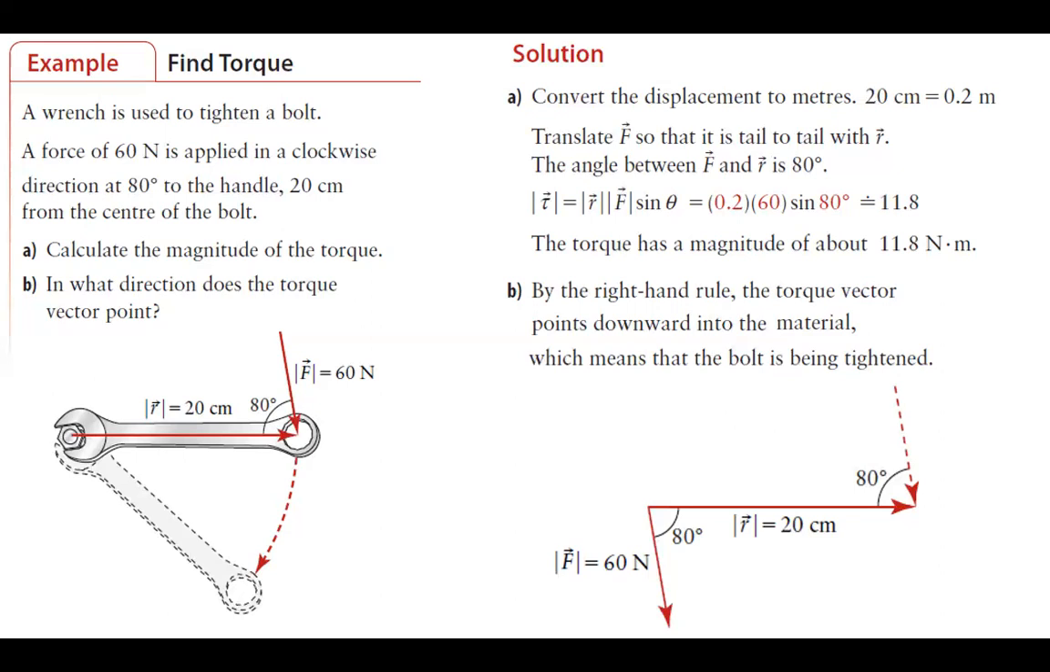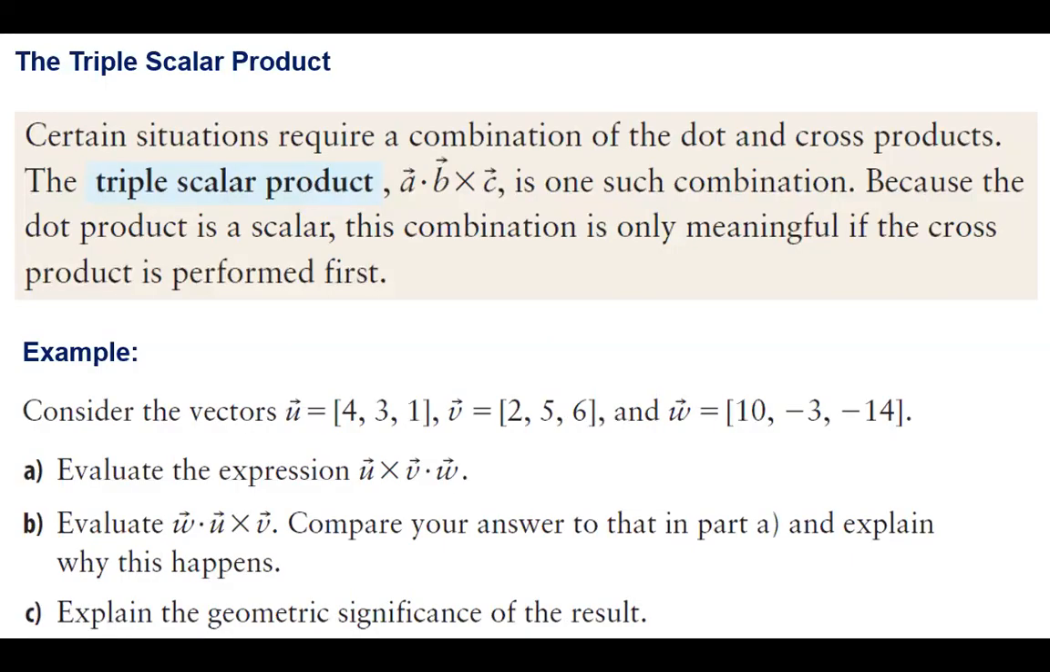Any questions? No? Okay, then let's have a look at another concept, which is called the triple scalar product. Certain situations require a combination of dot and cross products. The triple scalar product, A dot product with B cross C, is one such combination. Because the dot product is a scalar, this combination is only meaningful if the cross product is performed first.